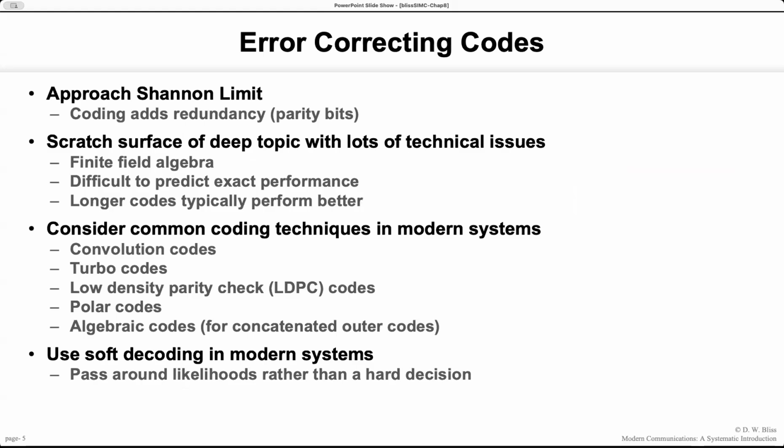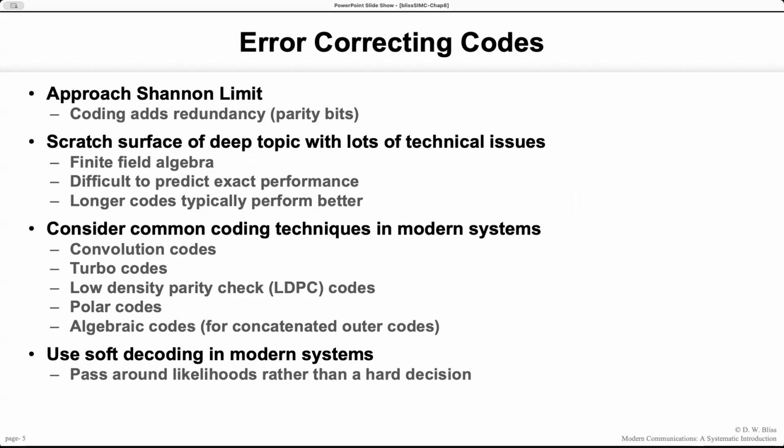All right, so the error correcting codes allow us to approach the Shannon limit by adding these parity bits. What basically is going on is you have a group of information bits that come in, you apply some function to it, and you get a larger number of bits on the way out.